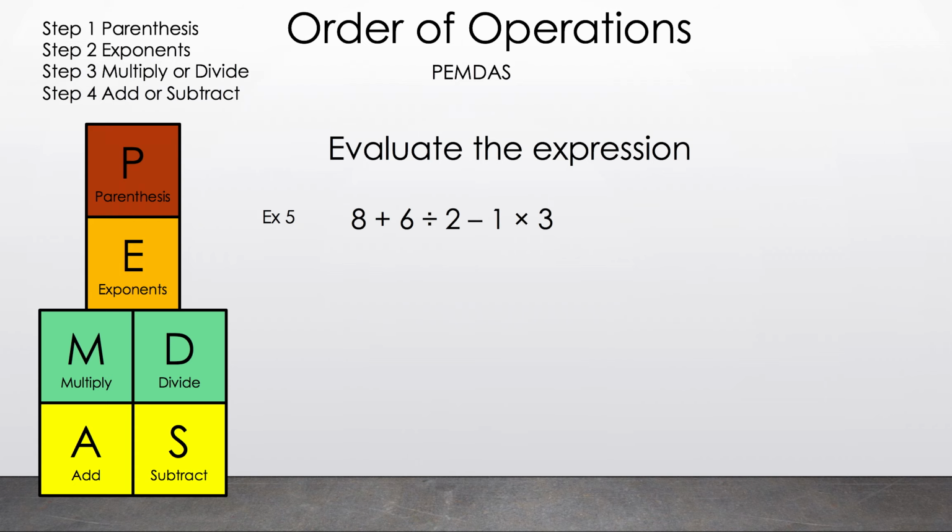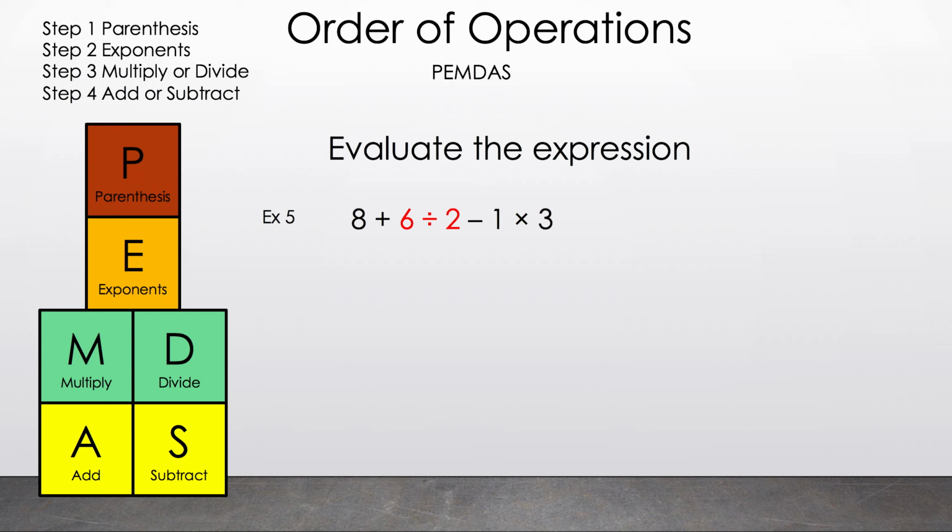So we're going to take a look at the last example. Oh, good. There's no parentheses this time. Not a problem. So now we're going to highlight which things we have to worry about. Since we don't have any exponents, we're going to go to the next step, which is multiply or divide. Which one are we going to do first? Well, we're going to do the one on the left first.